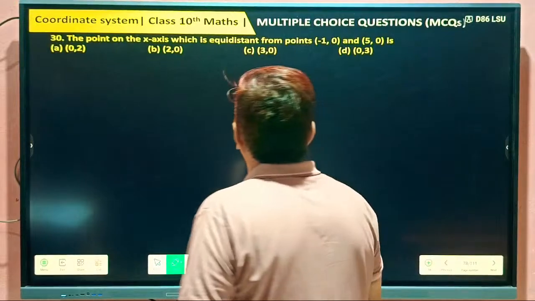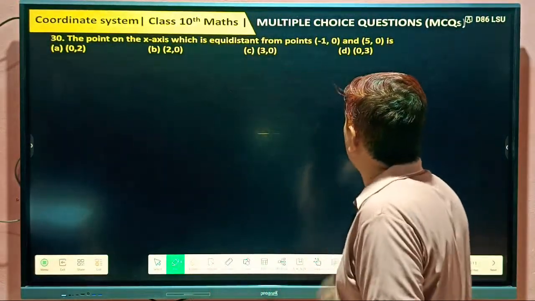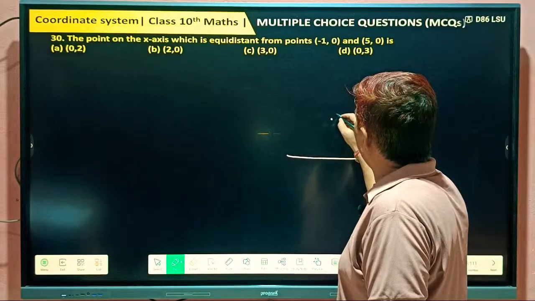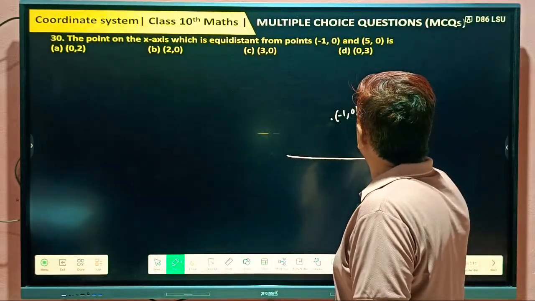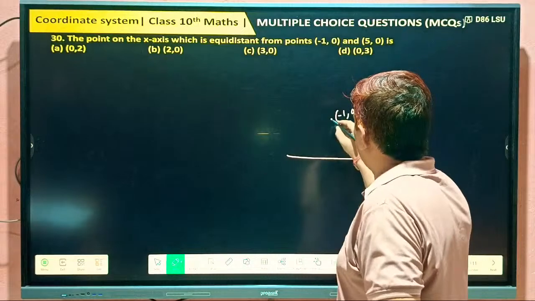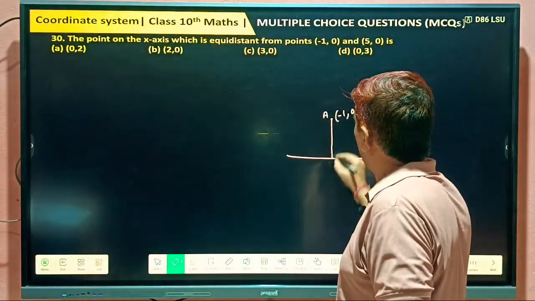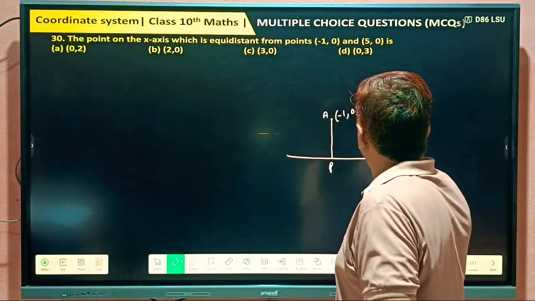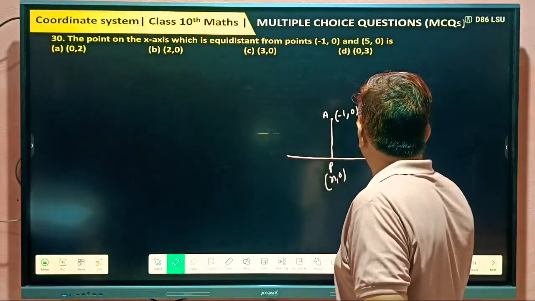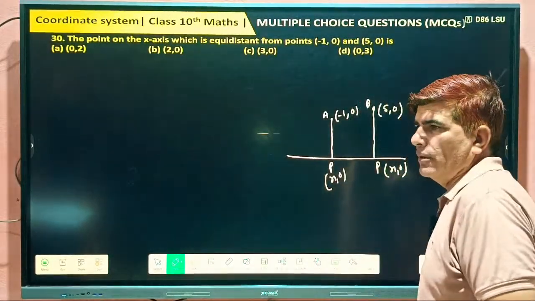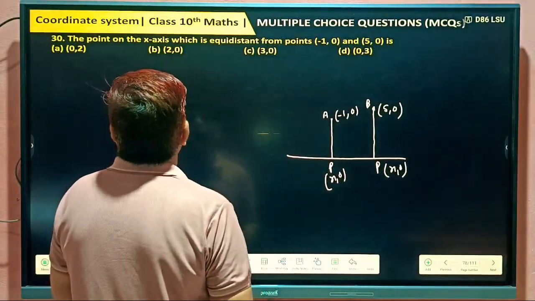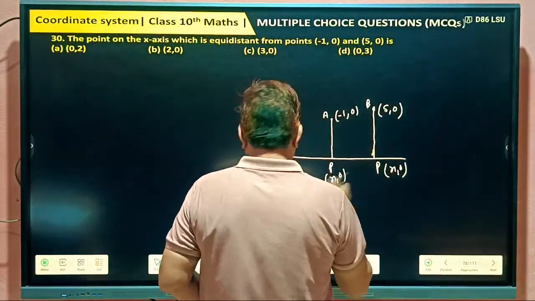Find the point on the x-axis which is equidistant from this point and this point. So we can say this is the x-axis and one point is here whose coordinates are -1 and 0. The other point is this whose coordinates are 5 and 0. And this distance AP and this distance BP are the same. What are the coordinates x and 0? Equidistant, what is equidistant? You have to find out the point on the x-axis.